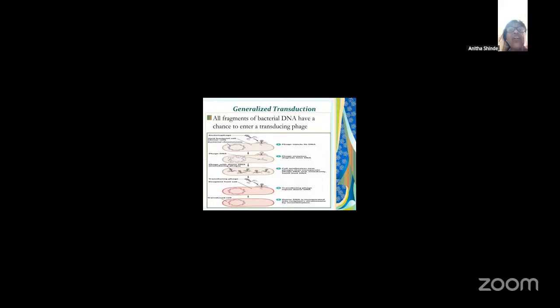Now, basically, there are two methods of transduction. They are called generalized or non-specialized transduction, and the other one is restricted or specialized transduction. In generalized transduction, all fragments of the bacterial DNA have a chance to enter a transducing phage. So in the generalized form, they can transfer any segment of the bacterial genome to another bacteria.